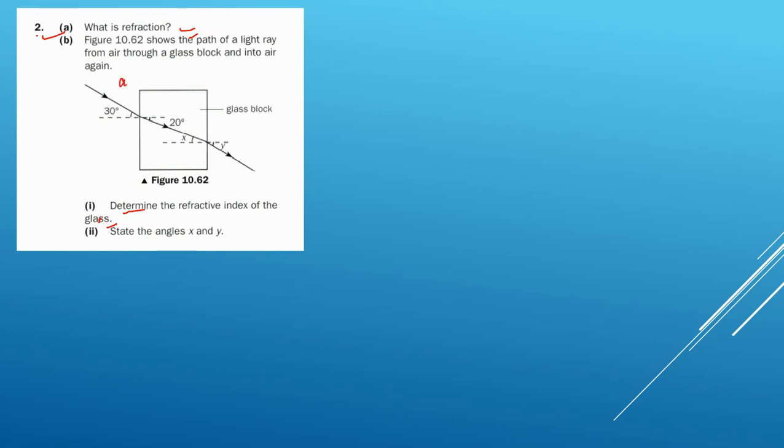They are going from air to glass. So refractive index of air multiplied by sine 30 degree is equal to refractive index of glass multiplied by sine 20 degree. So refractive index of glass will be nothing but sine 30 divided by sine 20, which is very simple, you can solve it.